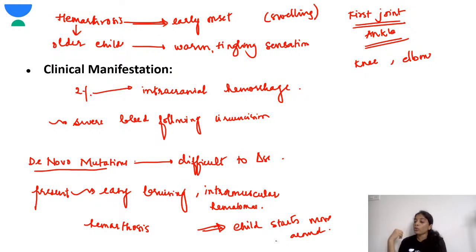So generally, when do these children present? When they try to walk, they hit themselves and so on. So there is easy bruising. There could be intramuscular hematoma. Then the diagnosis can happen. Why is the child bleeding so severely?